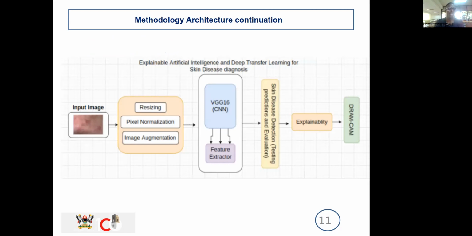So we get the data set, let's say a single image, we pass it through the pre-processing pipeline of techniques, resizing, pixel normalization, image augmentation, and then we pass it to our model VGG16, which is a model under convolutional neural network. And we shall do a feature extraction by freezing the hidden layers of the model. After that, we shall do the disease detection by evaluating and testing from the predictions we gained from the model. And then we shall pass it through an explainable AI technique, which we refer to as GradCam, in terms of heat maps and class activation maps.